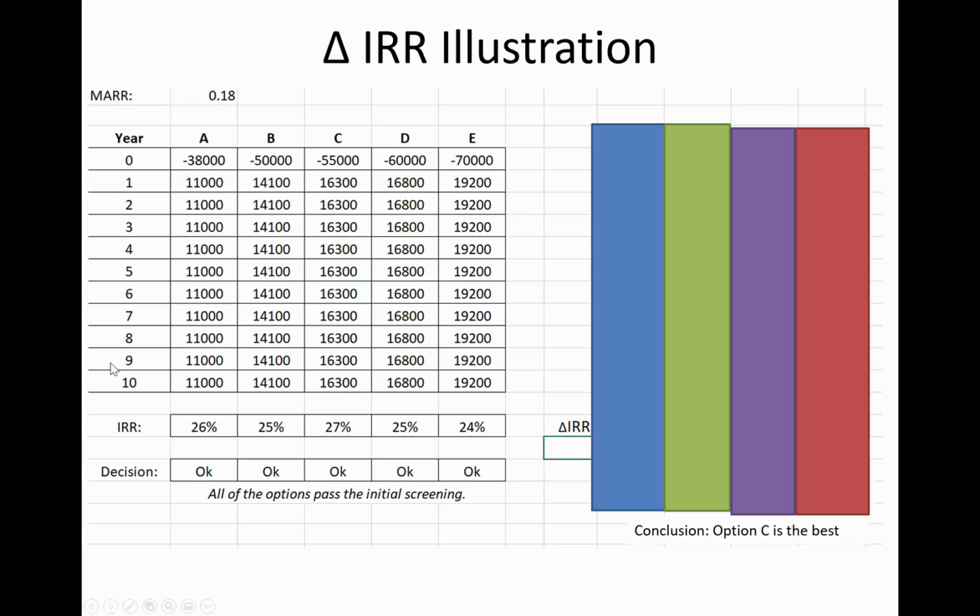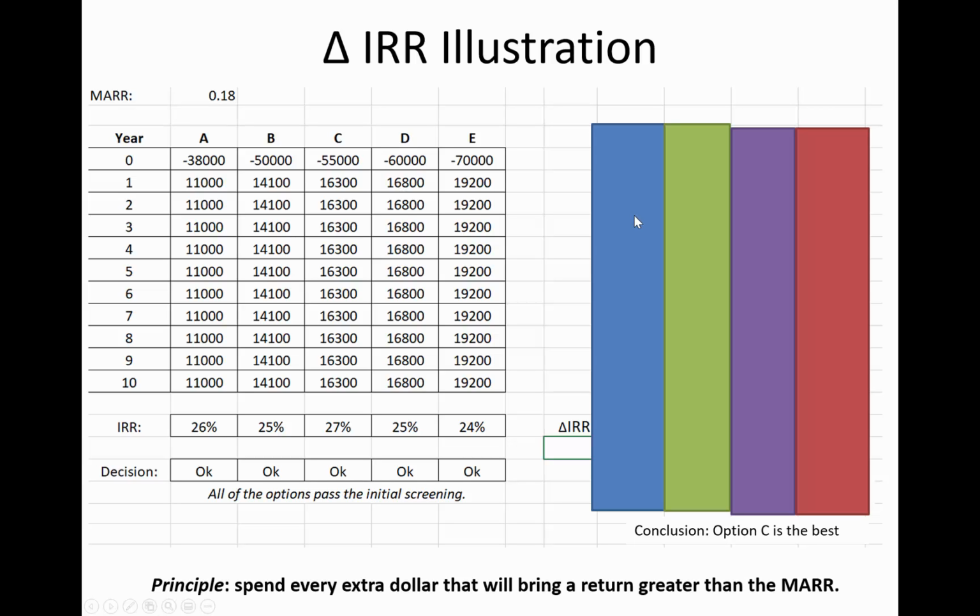And the first contest is going to be B versus A. The reason why the first contest is B versus A is we start with the cheapest one on the left. You'll notice that these are all sorted in order of increasing cost. And so in B versus A, we're going to ask the question, is it worth spending the extra $12,000 to get option B?